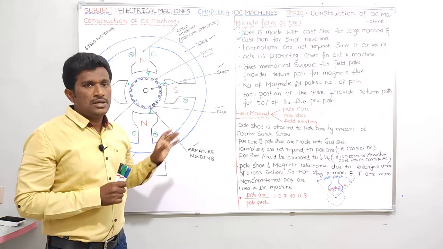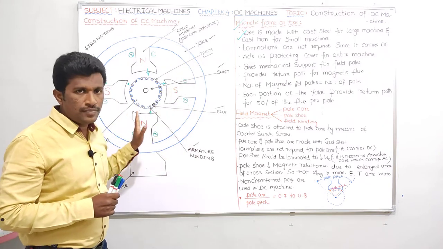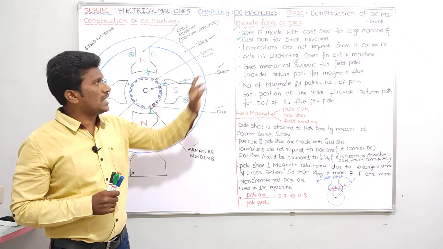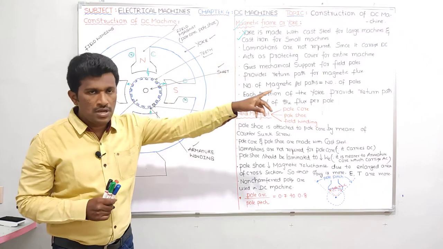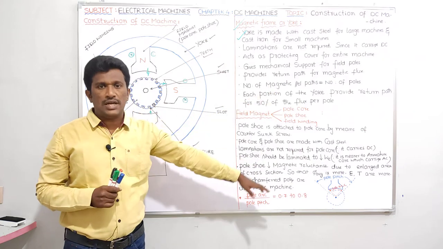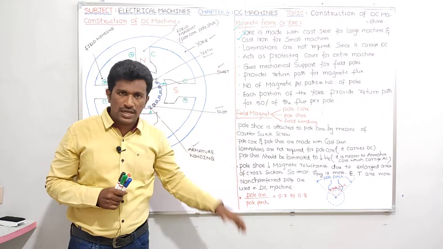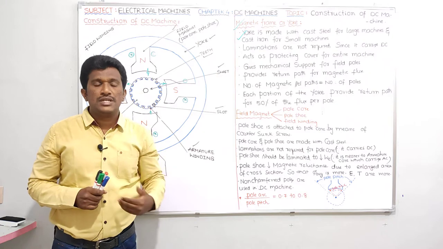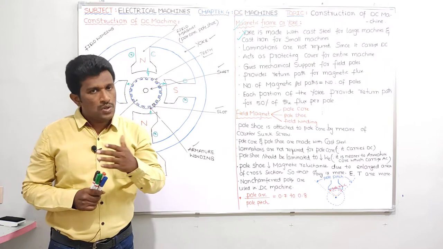So the simple thing is, in a DC machine the yoke is made with cast steel for large machines and cast iron for small machines. It is not CRGO silicon steel. If I use CRGO silicon steel, the hysteresis loss Wh will increase unnecessarily, which is not desirable.